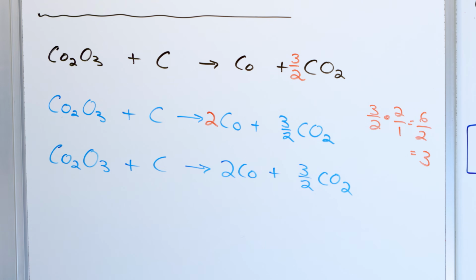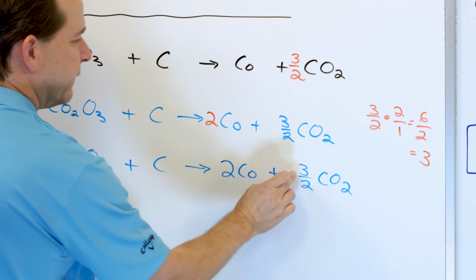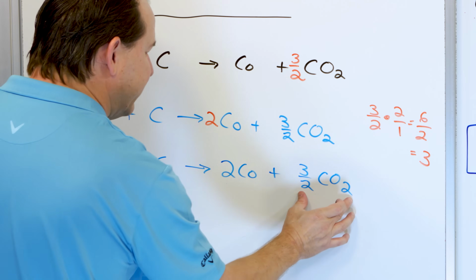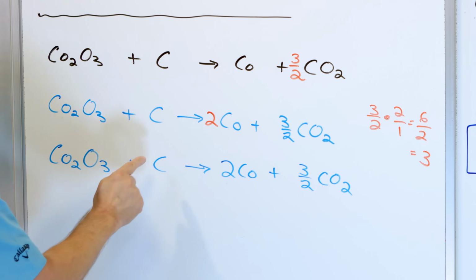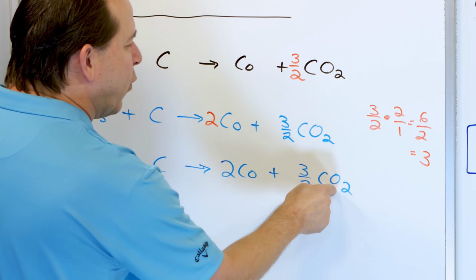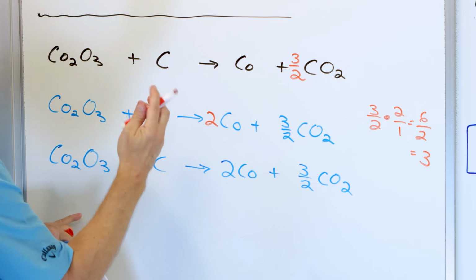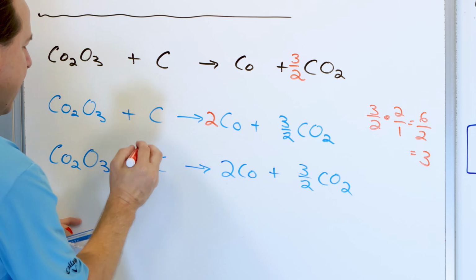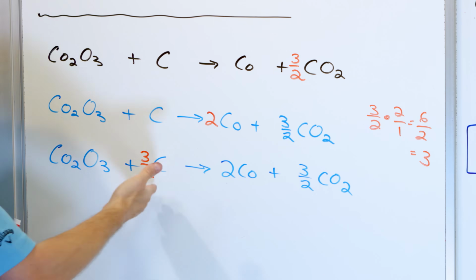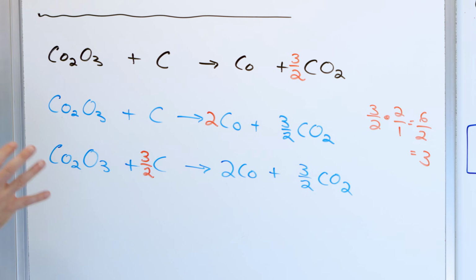So let's check it again. 2 cobalts, 3 oxygens. The 3/2 times the 2 does give us 3 oxygens. And I have 1 carbon. How many carbons do I have here? Well, I have a subscript of a 1, so I have 3/2 of a carbon. How do I fix it with a fraction? Well, I can just put 3/2 here. I know it's ugly, right? It's ugly because it has fractions, but there's 3/2 carbon. I can fix it with 3/2 carbon. Now the thing is completely balanced.